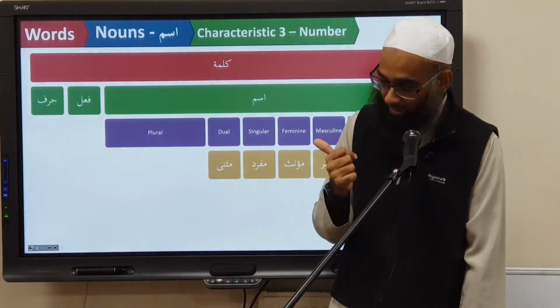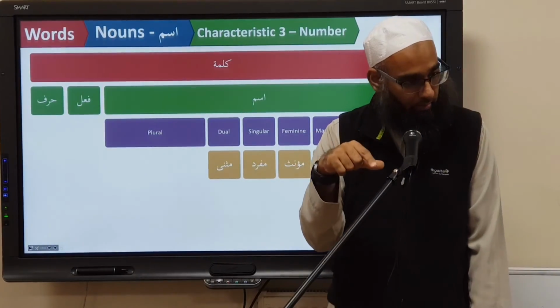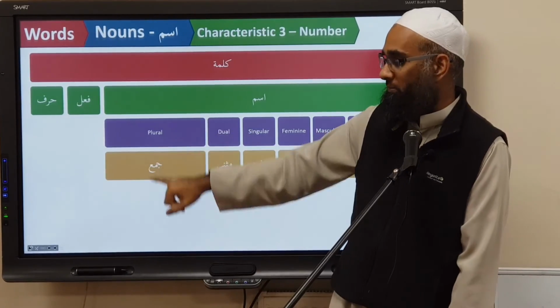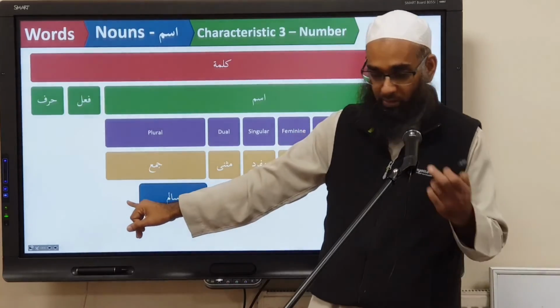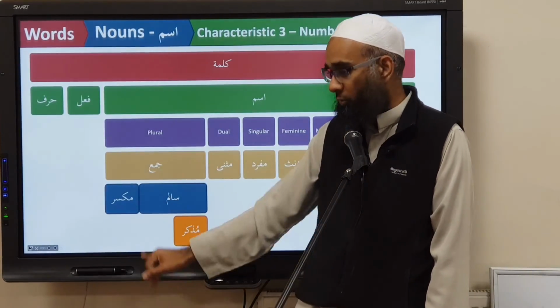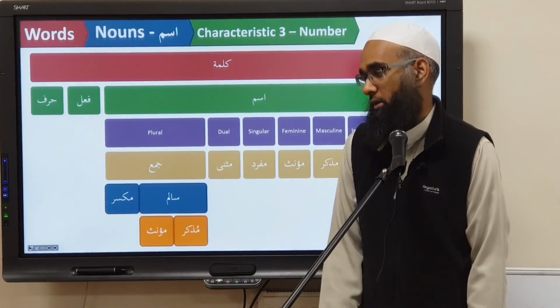And al-jam'u salim has how many types? Two types: the mudhakkar and the mu'annath. So you have here jama', jam'us salim and jam'ul mukassar. And jam'u salim is either going to be mudhakkar or mu'annath. You okay following me? That's it.